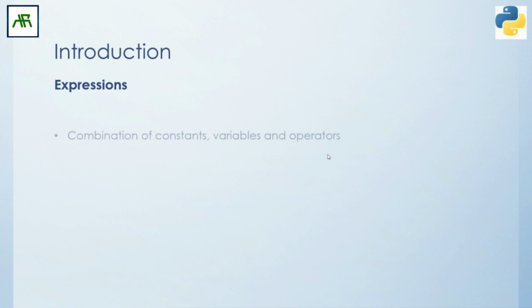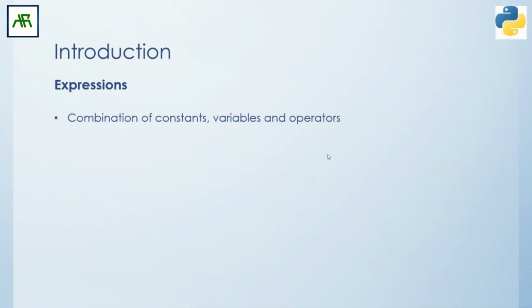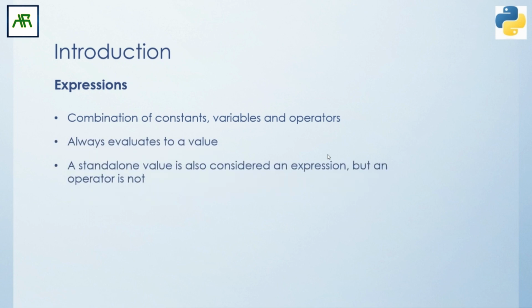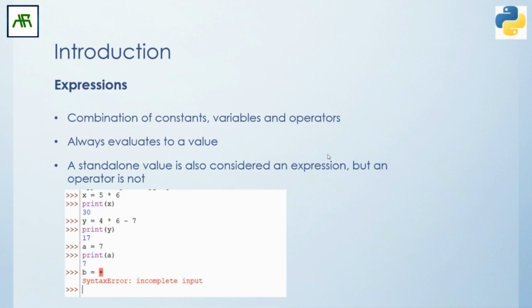Next, we'll see expressions. An expression is a combination of constants, variables, and operators, and they always evaluate to a value. Just a note, a standalone value is also considered an expression, but an operator alone is not. Here are some simple examples. X equal to 5 multiplied by 6, when I print it, I get 30. And similarly, y equal to 4 multiplied by 6 minus 7, I get 17.